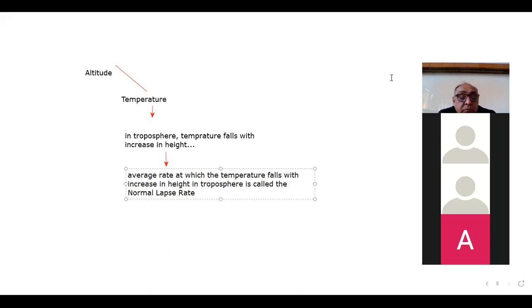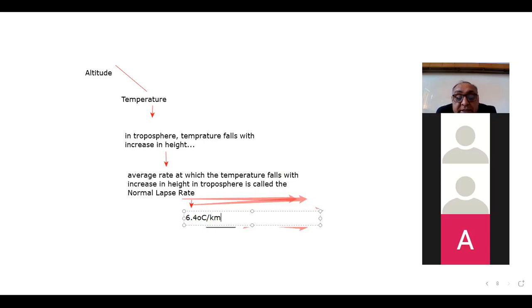Okay, so normal lapse rate, right? Fall in temperature with increase in height in the troposphere. The degree at which the temperature falls with increase in height is called the normal lapse rate. And this normal lapse rate in the troposphere is 6.4 degrees Celsius per kilometer. So the fall in temperature.